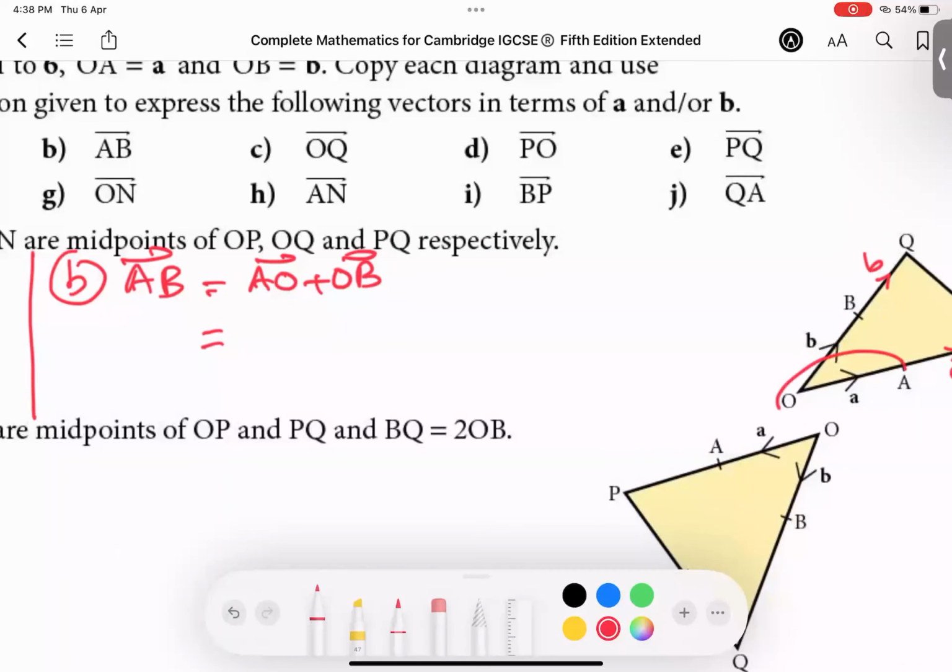Anyway, what is O to A? Small a. What is A to O? Minus a. And O to B is b. So AB equals minus a plus b. This part is also over. I have finished the B part.